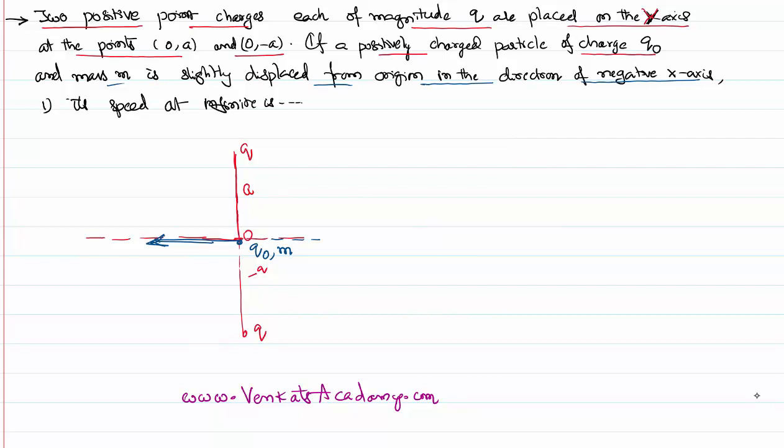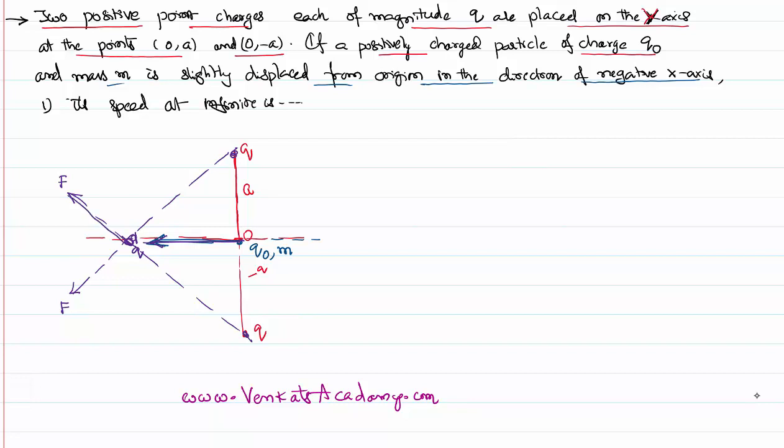The first thing we would like to analyze is why it will have a speed. To understand that, let us imagine that q0 is somewhere here at a given instant, as it is moving from the origin along the negative x-axis. At this point, on this positive charge, due to the positive charge on the positive y-axis, being similar charges, there is a repulsion. Simultaneously, due to the positive charge on the negative y-axis, there is another repulsion. These two forces are identical in magnitude but different in direction.